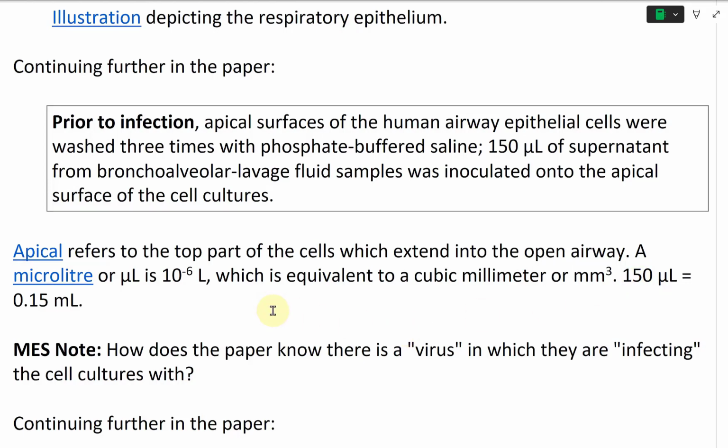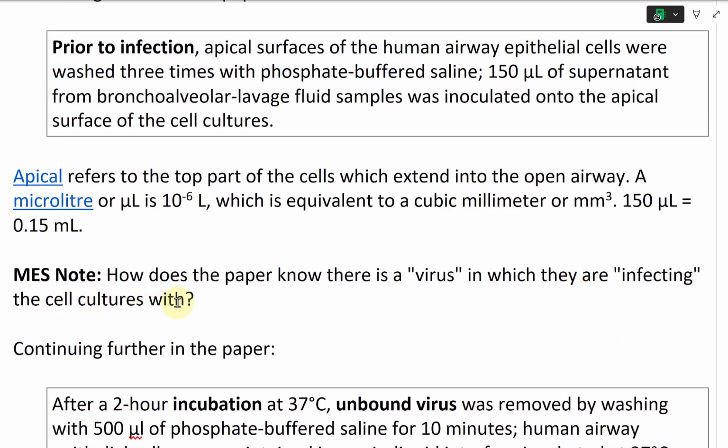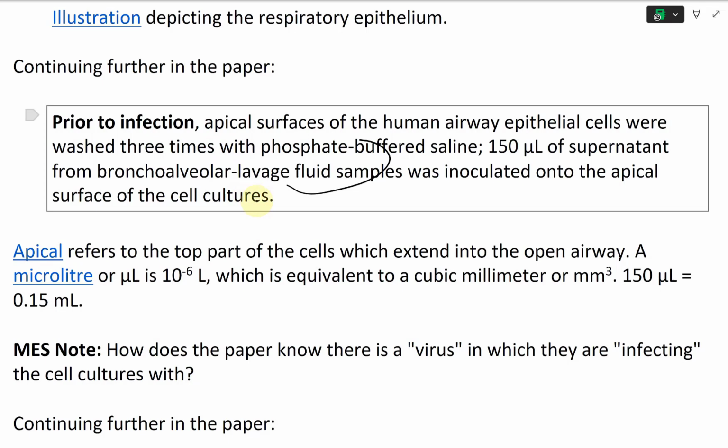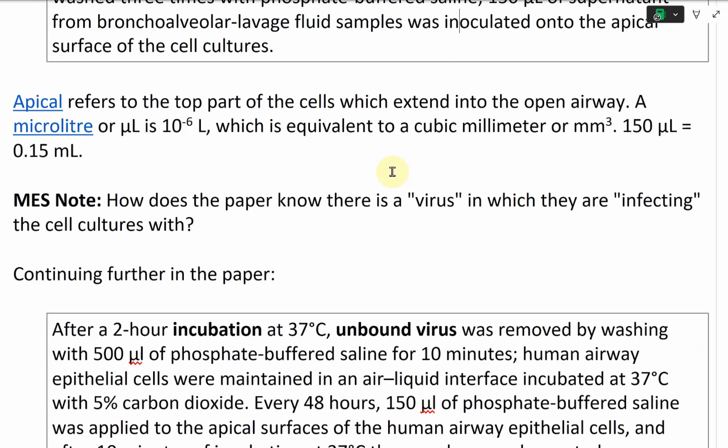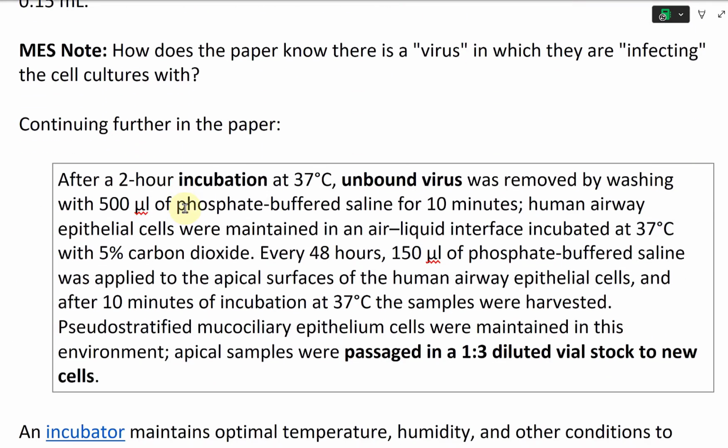All right, so a note: how does the paper know there is, quote, a virus with which they are, quote, infecting the cell cultures? They just take these fluid samples, take the supernatant, and place it onto these cultures, the apical surface of these cultures. So they make the cultures, and then they take the supernatant and inoculate onto the top of the cell cultures. How do they know? That's a good question.